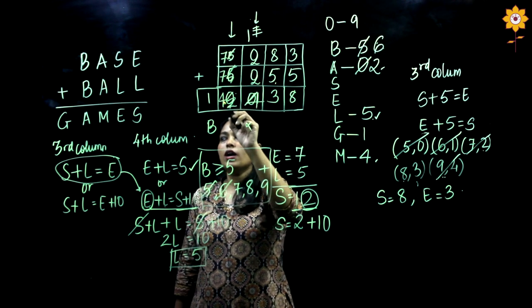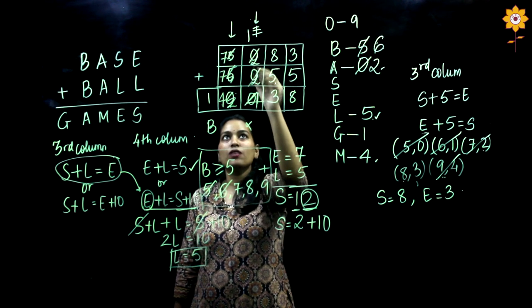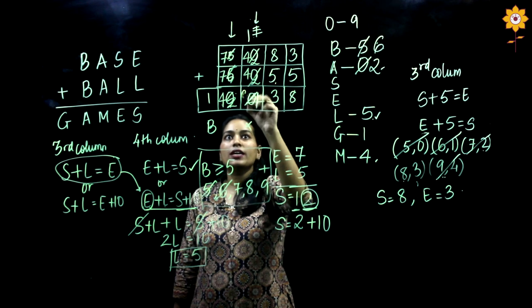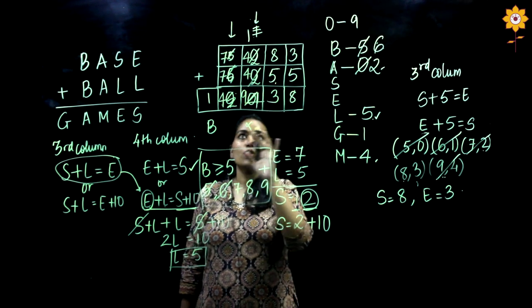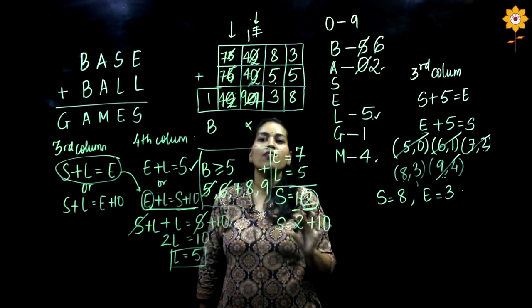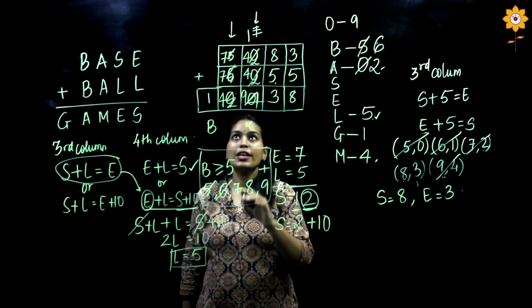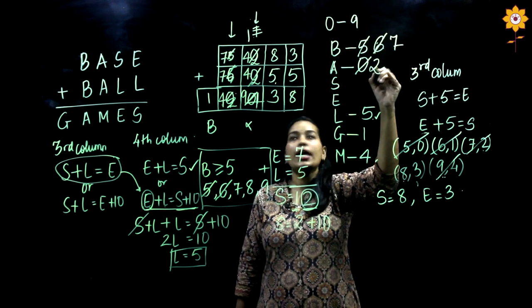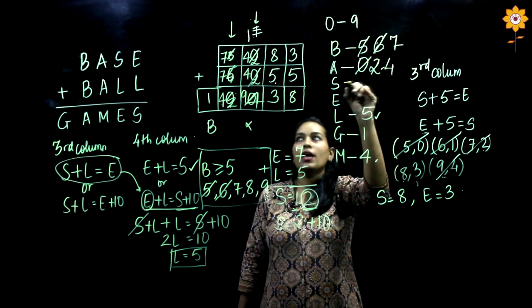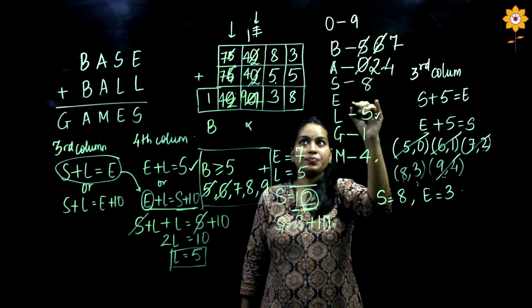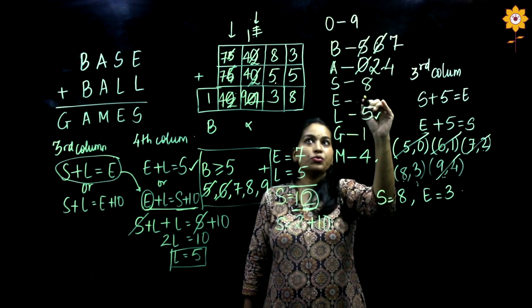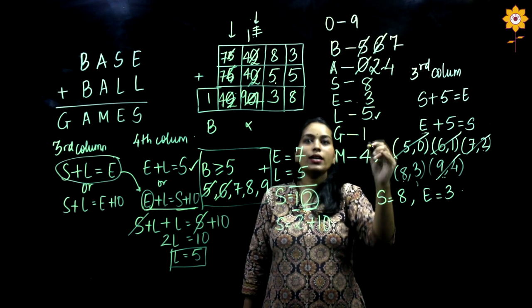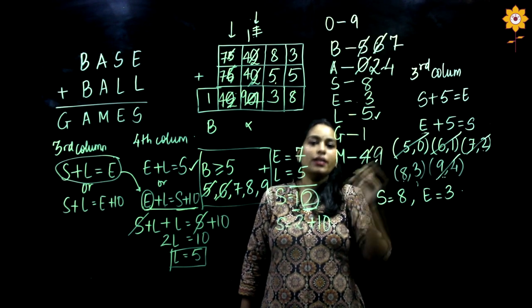So if A is 4, we will change these values also to 4 and 4. So 1 plus 4 and 4 will result in 9. So now this is perfectly fine and we have got our solution. So the final values are B is 7, A is 4, S is 8, E is 3 and L is 5, G is 1 and the value of M is 9.